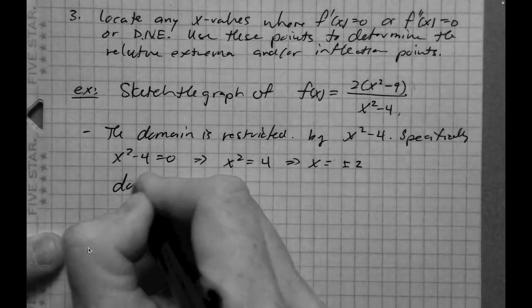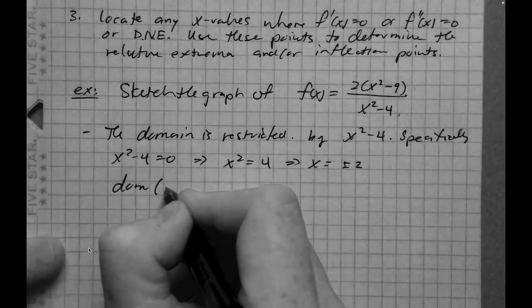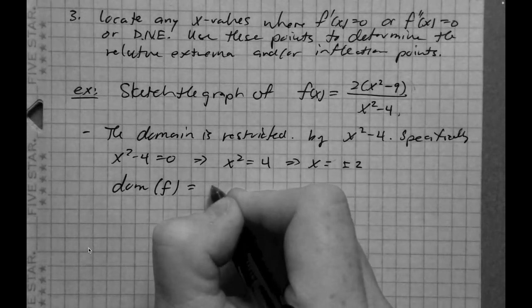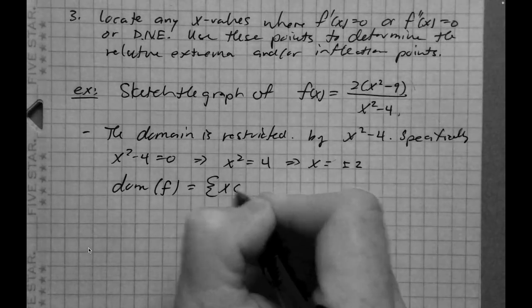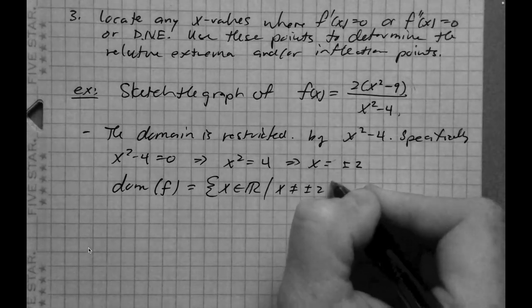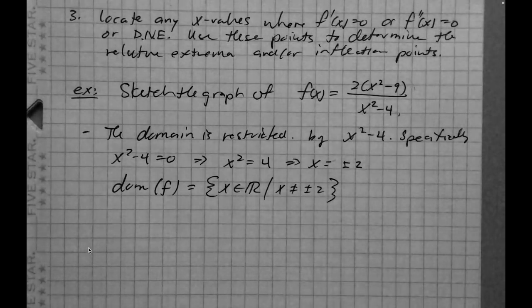Okay, so this is an example where you can pretty quickly figure out the domain. So the domain is equal to x in R such that x is not equal to plus or minus 2. We'll write it like that. There's many ways you could write it. Okay, so any real number except for plus or minus 2.